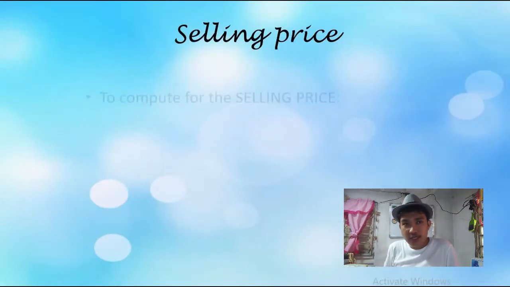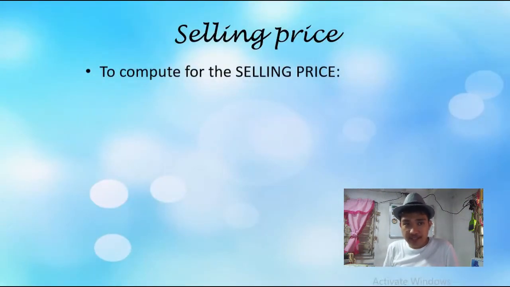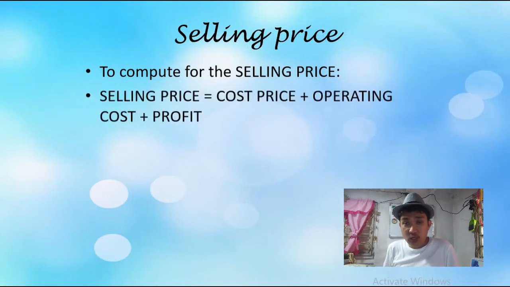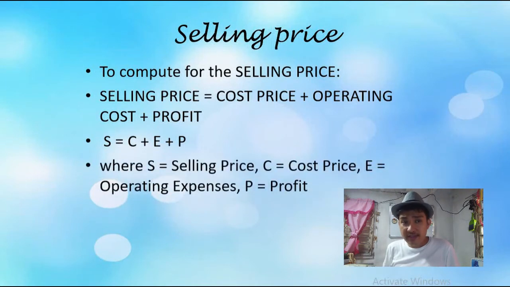Selling price. To compute for the selling price: selling price is equal to cost price plus operating cost plus profit. So S is equal to C plus E plus P, where S is the selling price, C is the cost price, E is the operating expenses, and P is the profit.